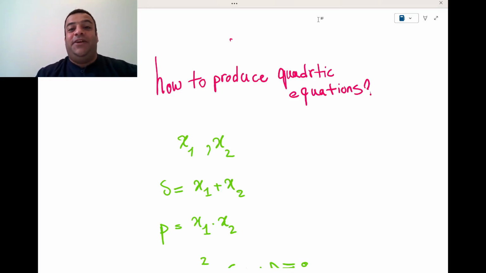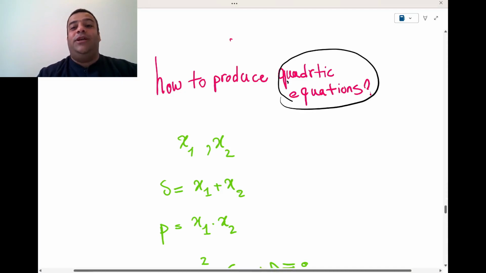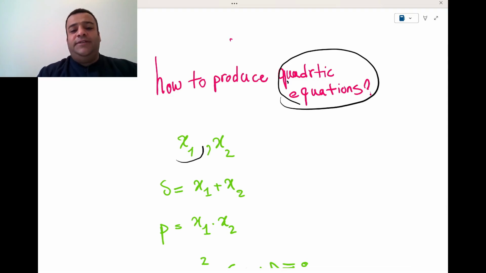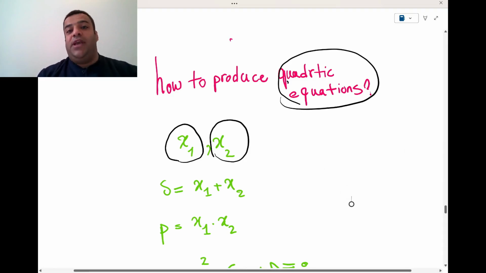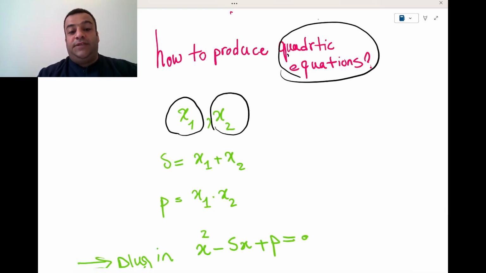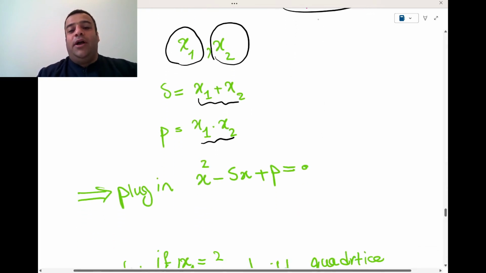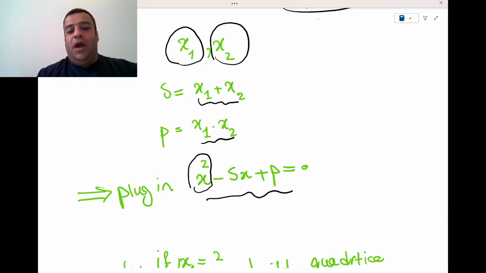In this section we're going to discuss quadratic equations and how we can produce them. First, if you have two numbers, or two roots, and you want to produce a quadratic equation, you must sum these two numbers and multiply these two numbers, and after that plug them into this equation. What is the equation? It's x power 2 minus sx plus p. S is the summation and p is the product.